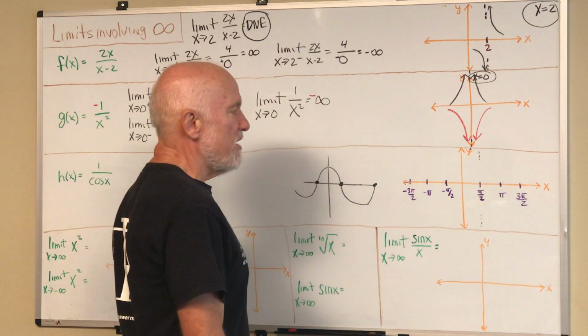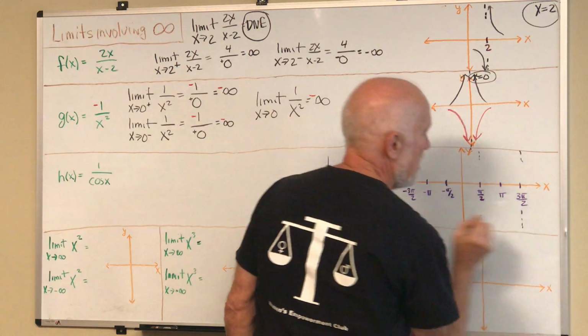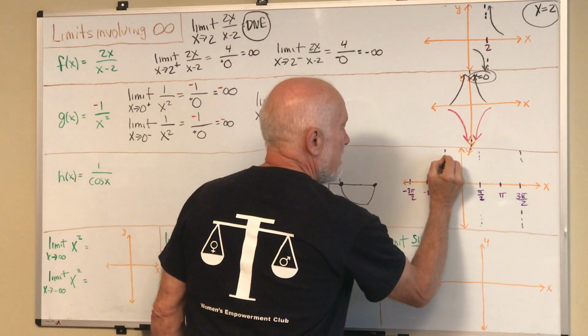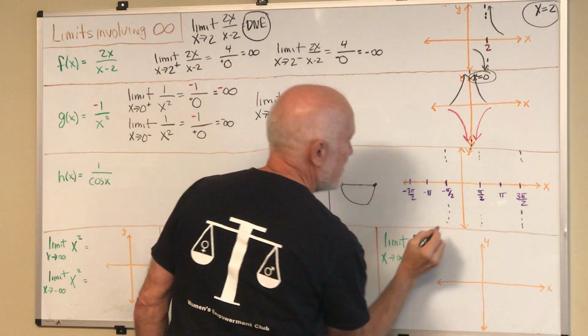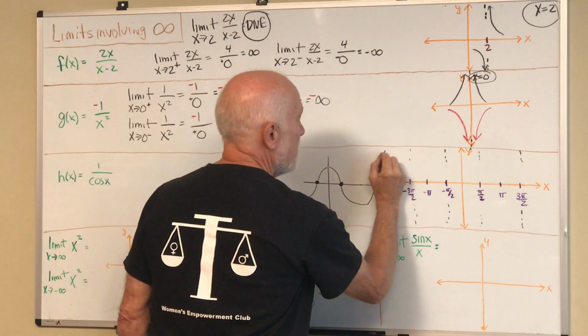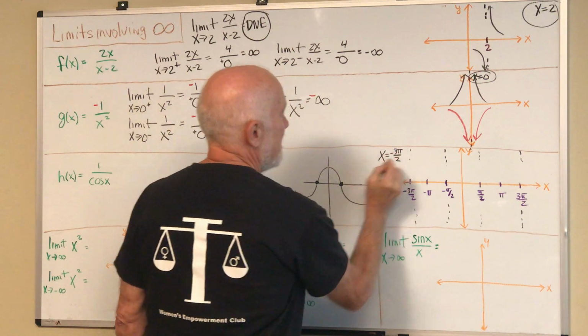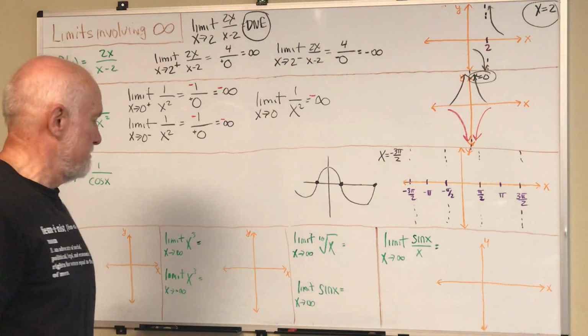So we're going to have a vertical asymptote at x equals pi over 2, at x equals 3 pi over 2. We're going to have all these vertical asymptotes. I'll just write one of them. X equals negative 3 pi over 2.